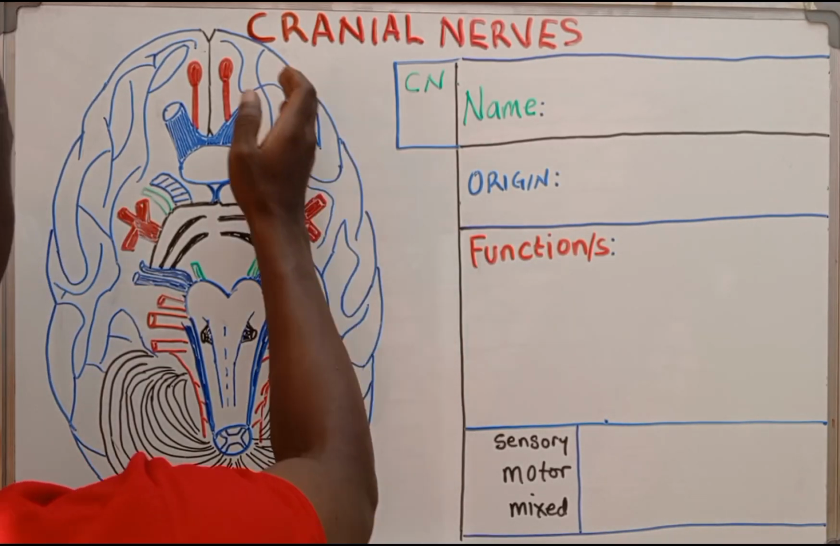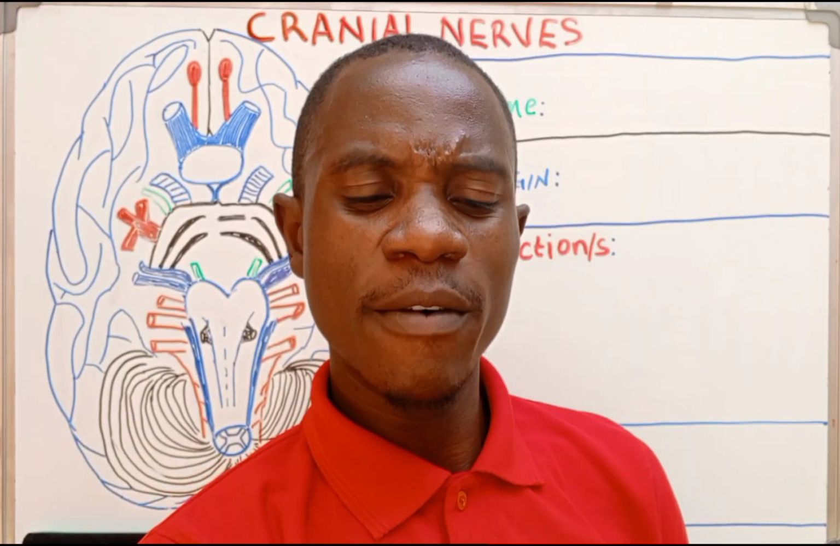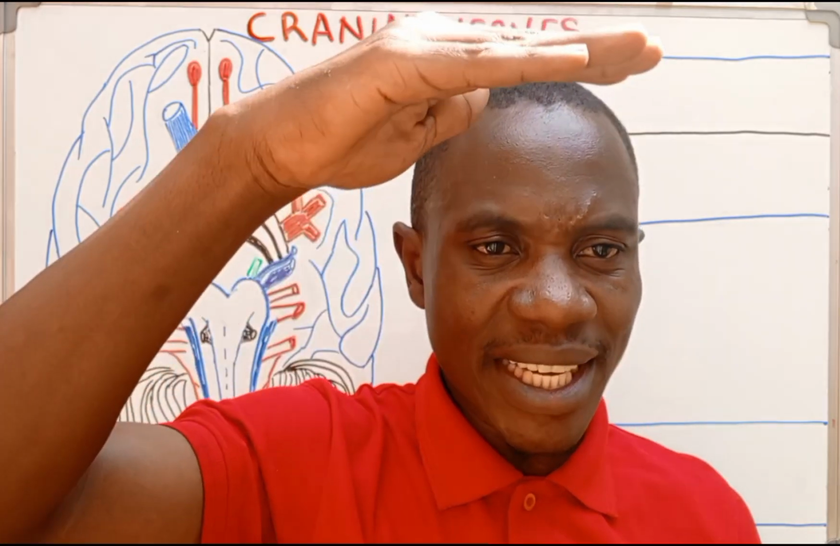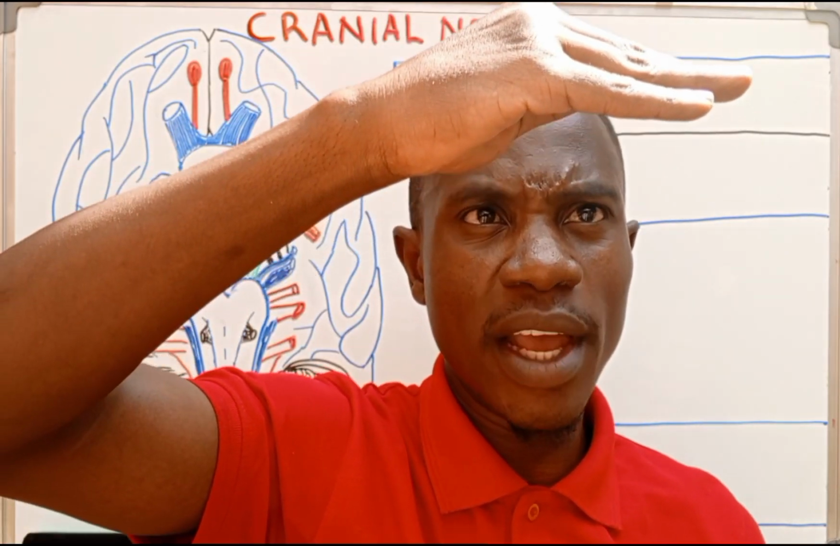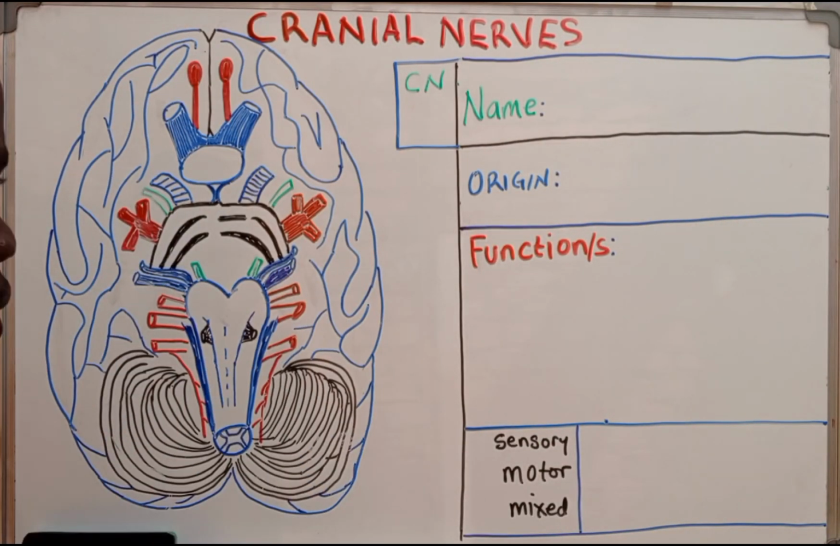Now, when you look at this structure here, we have just brought a section whereby we are looking at the brain from the bottom view, okay? We are looking at the brain from the bottom view, just like, for example, if this is the brain, we are looking at it from the bottom. This is the section we have just brought here, okay?